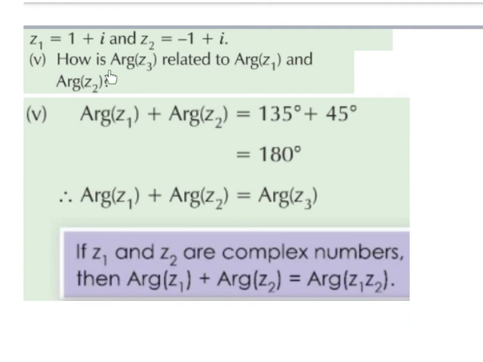Part 5. How is the argument of z3 related to the argument of z1 and the argument of z2? Well, the argument of z1 was 45 degrees. The argument of z2 is 135 degrees. And adding these together, you get 180 degrees, which is equal to the argument of z3. So if z1 and z2 are complex numbers, then the argument of z1 plus the argument of z2 is equal to the argument of z1 multiplied by z2.